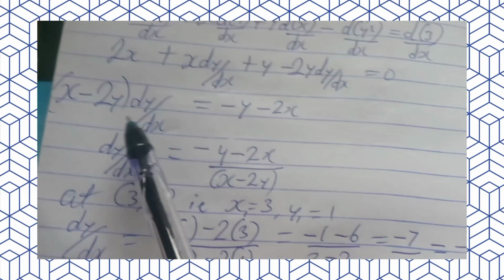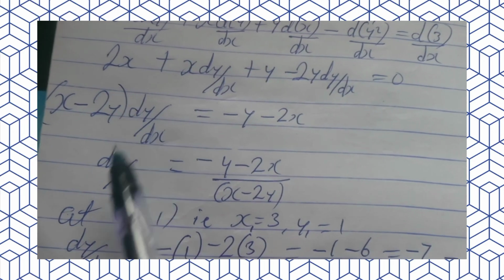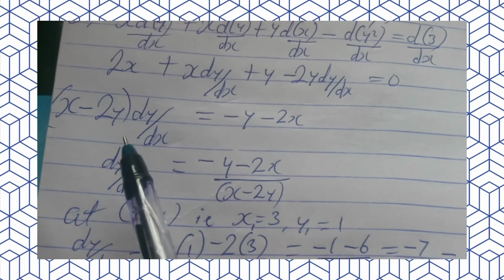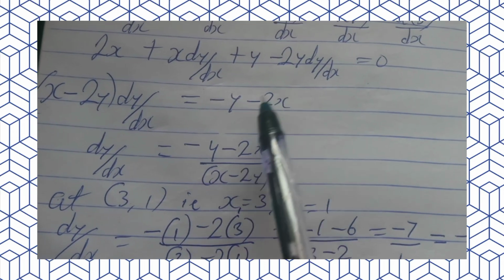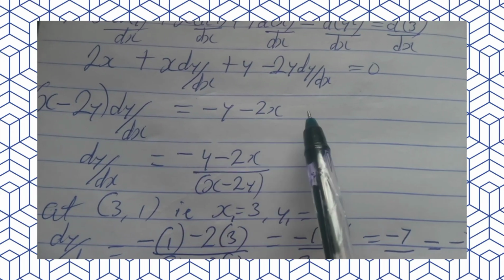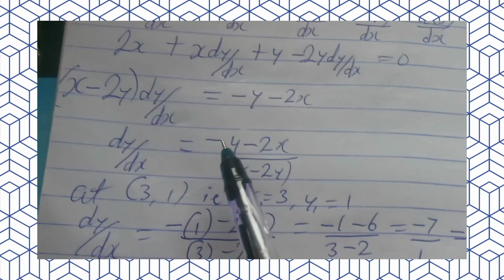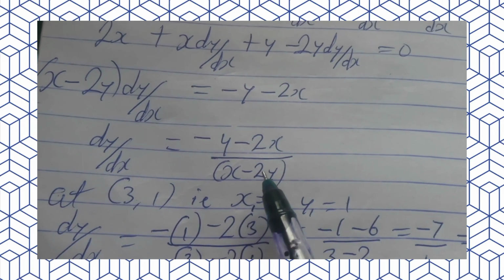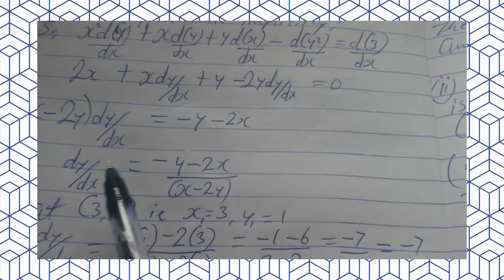In this case, we want to make dy/dx the subject of the formula. Anything attached to the subject of the formula will go down to divide. That's why this x minus 2y now divides what we have on our right hand side, which was minus y minus 2x. So our final answer becomes what? dy/dx equals minus y minus 2x all over x minus 2y. This is our final answer for dy/dx, but this is not our final answer for the question.